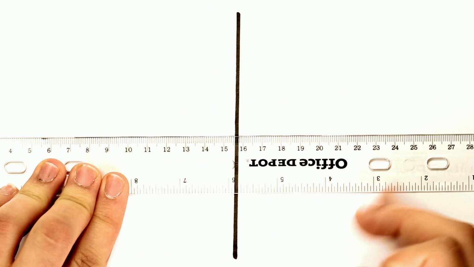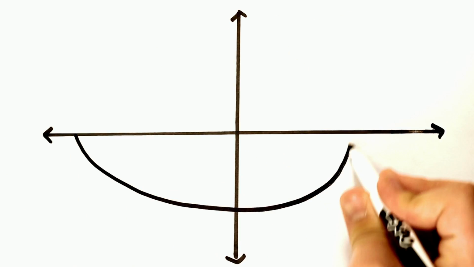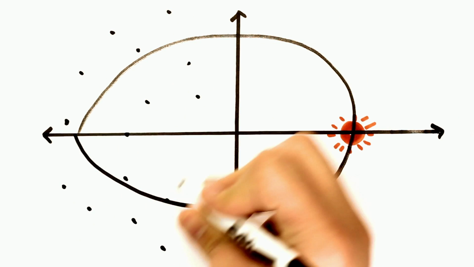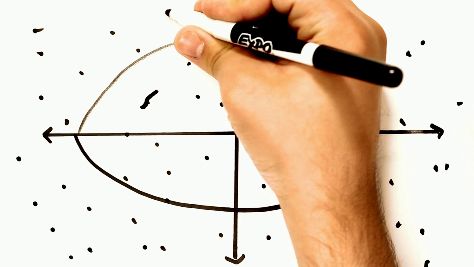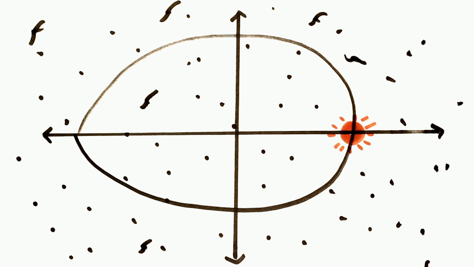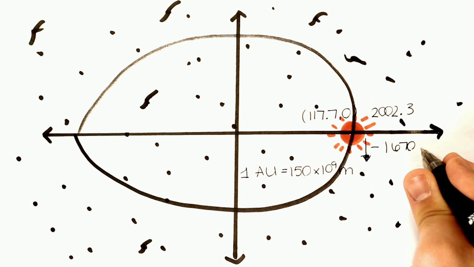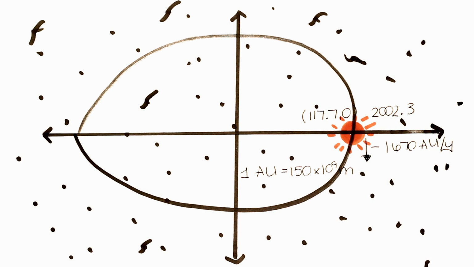For our project, we'll try to find the period of this particular star's orbit using differentials. Let's put the Milky Way in a graph. We know that our star was closest to the black hole in about mid-March 2002, at 117.7 astronomical units away. 1 AU is about 150 times 10 to the 9th meters, so it's still pretty far. We also know that its speed at this time was negative 1,670 AUs per year. Using this information, we'll find the period.